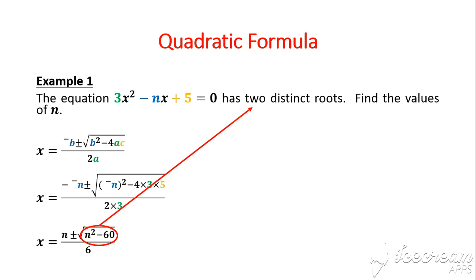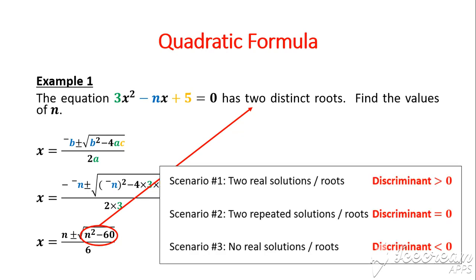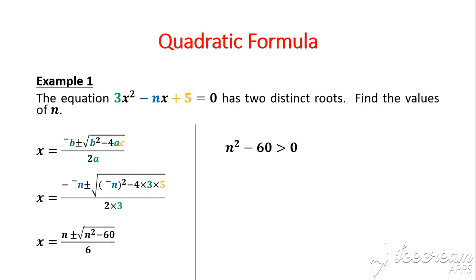Now we were told it's got two distinct roots. So coming back to our three scenarios, that's another way of saying two real solutions, two real roots. So we're looking at scenario number 1. So we need to say n squared minus 60 has to be greater than 0, because that's scenario 1. So let's now solve this inequality.